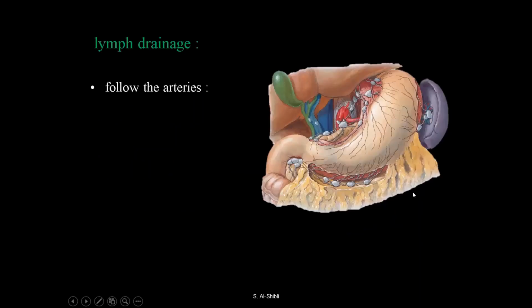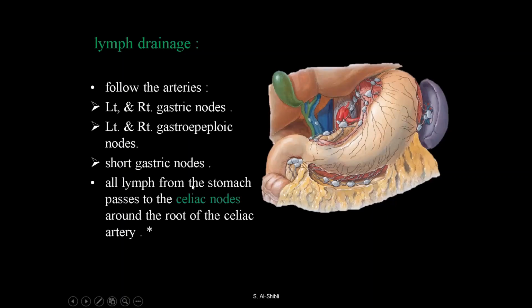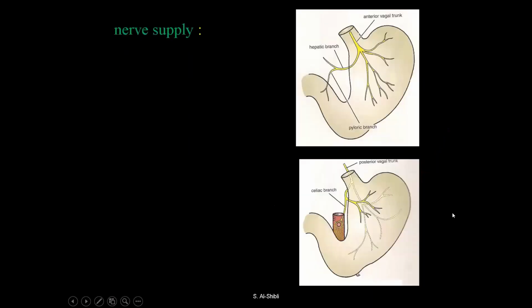It always follows the arteries, so because the stomach is foregut, the final destination is to the celiac lymph nodes around the origin. Why to the celiac? Because it is a derivative of the foregut.